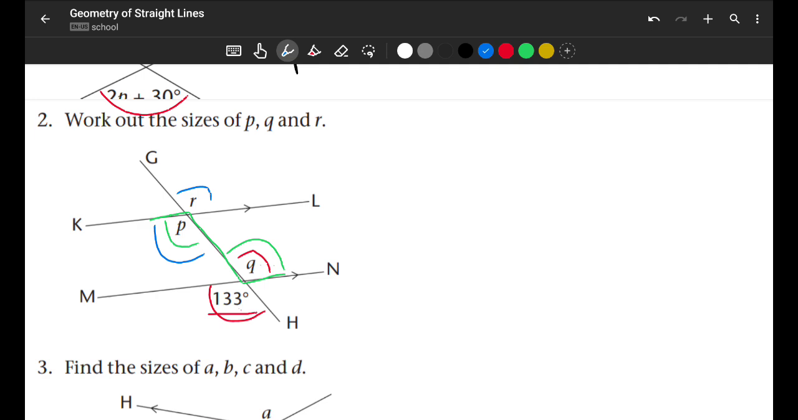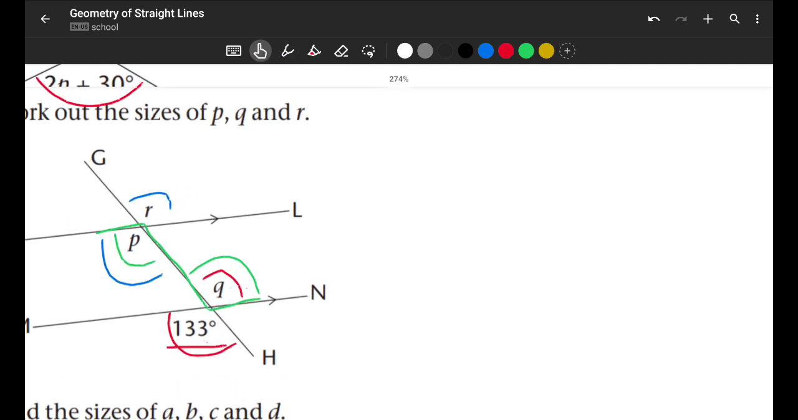Given this information, please press pause and try to do this by yourself. Try to see if you can say that Q is equals to 133 degrees and give me a reason. Say that P is equal to Q and give me a reason. Say R is equals to P and give me a reason. Right? Okay, let's try this now. I'm going to show you how we do it.